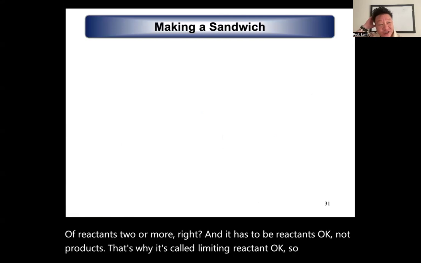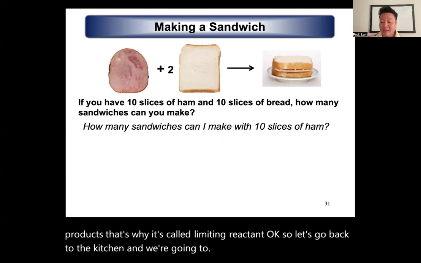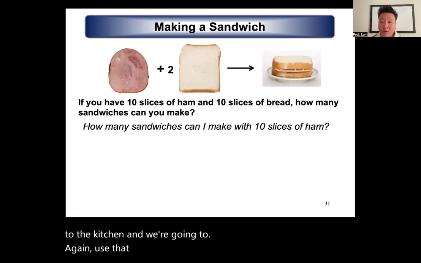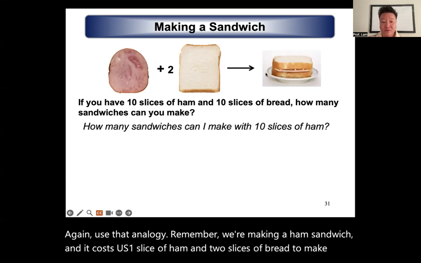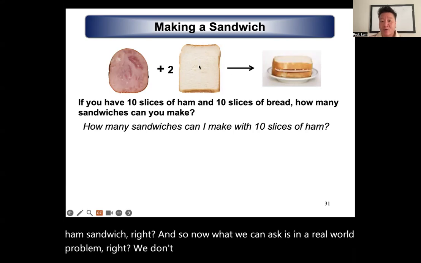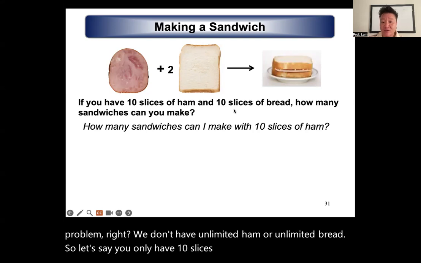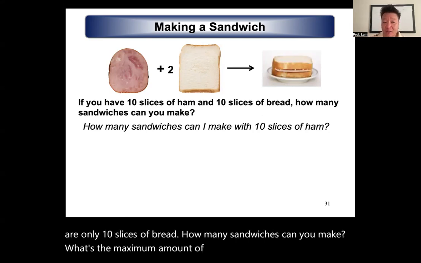So let's go back to the kitchen, and we're going to again use that analogy. Remember, we're making a ham sandwich, and it costs us 1 slice of ham and 2 slices of bread to make 1 ham sandwich, right? And so now in a real world problem, we don't have unlimited ham or unlimited bread. So let's say you only have 10 slices of ham in the fridge and there are only 10 slices of bread. How many sandwiches can you make? What's the maximum amount of sandwiches that you can make?